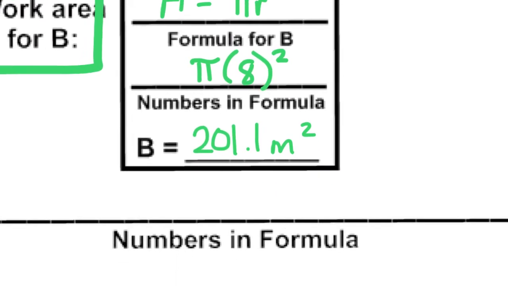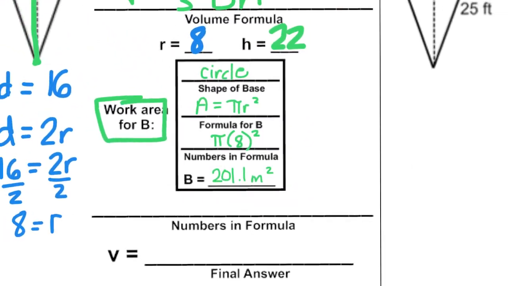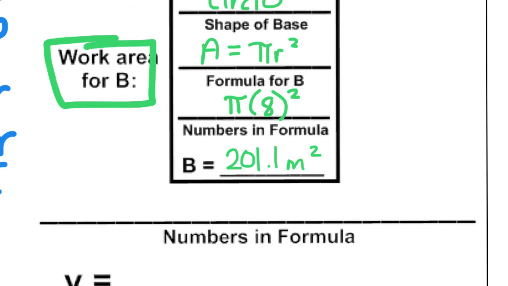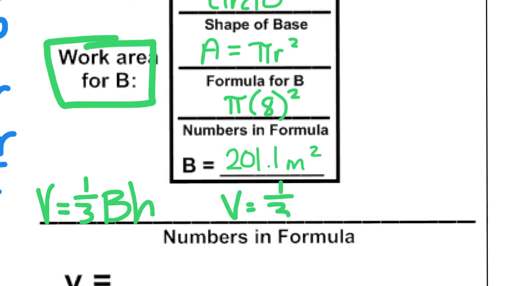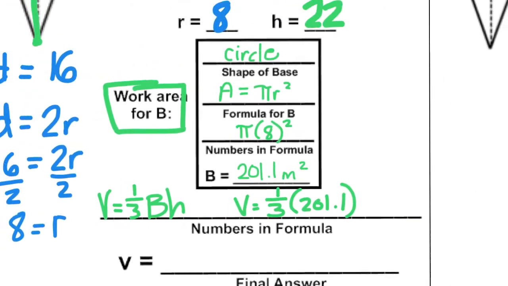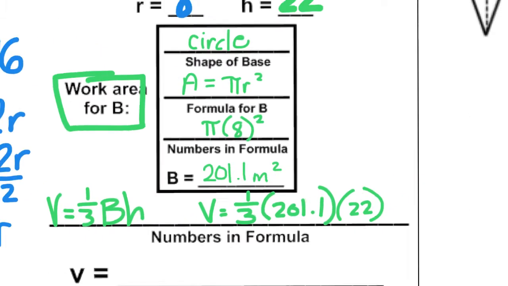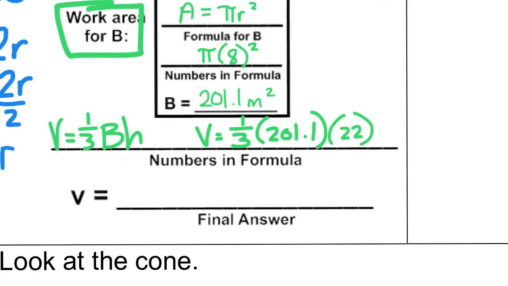Now that we have our area, we're going back to our formula, 1/3 big B times h. If it helps you, bring it down here and then substitute it. So students forget that 1/3 all the time. Then we have the area of the base times the height. The height was 22. So put all of that into your calculator and we'll have the volume.